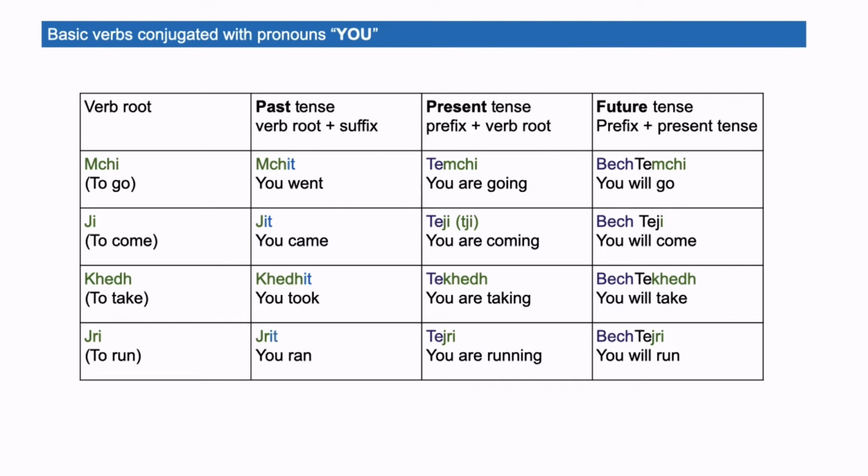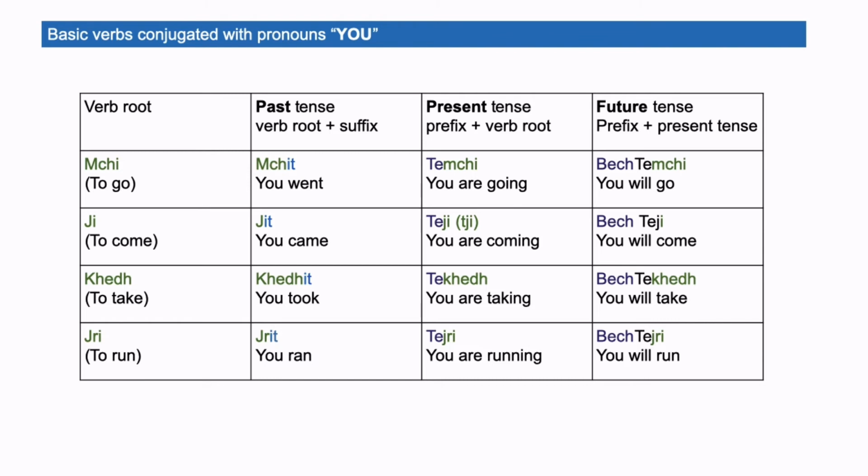In the past tense, it doesn't change. Mshit, you went. In the present tense, to say you are going, the prefix is going to be te, giving you temshi. In the future tense, you will go is besh temshi.